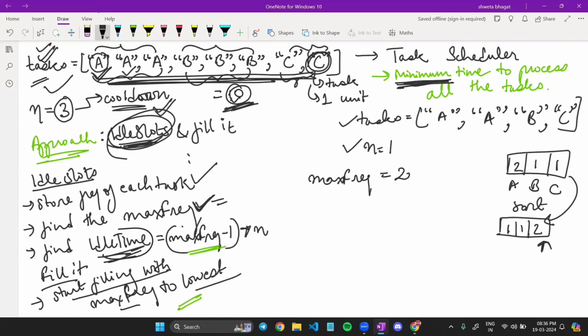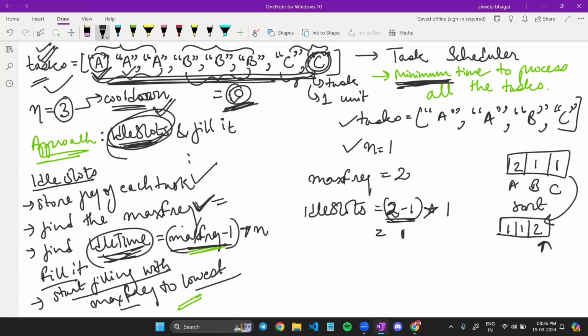Now what are we going to find? We are going to find the idle slots. Idle slots would be nothing but max frequency minus 1, times n. So max frequency is 2, so we have 2 minus 1 into n. n is 1, so we will get a 1 over here. And I already explained why we are doing this max frequency minus 1, correct? Because after this last element, we are not going to have any idle slots. That's why we are doing frequency minus 1 over here.